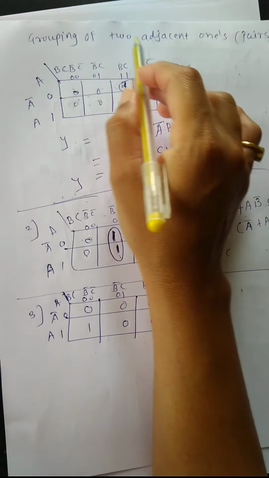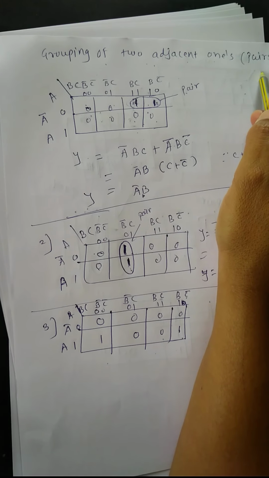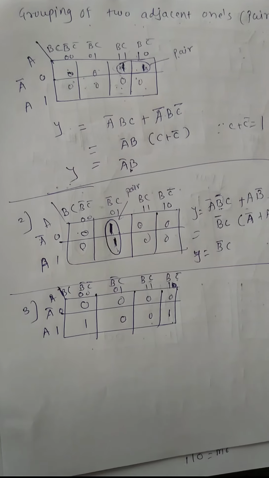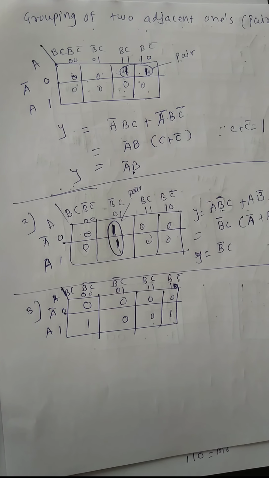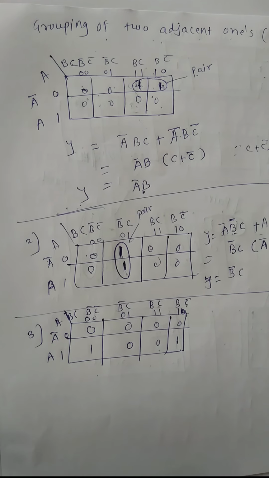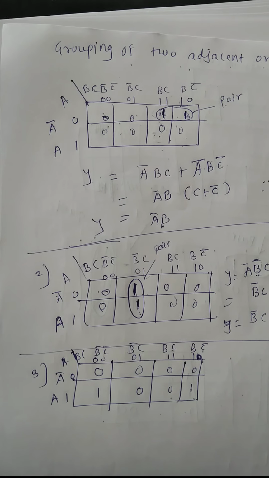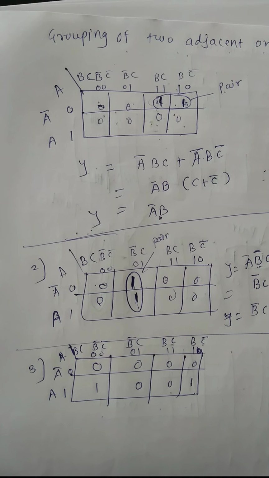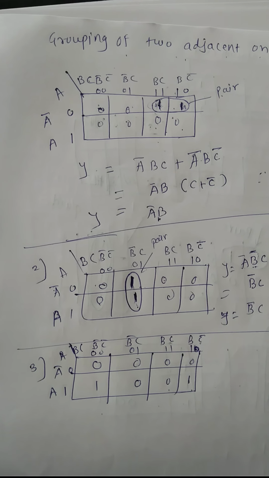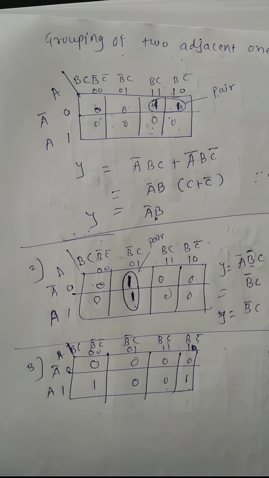First, grouping of two adjacent ones. Grouping of two adjacent ones is a pair. If we group two adjacent ones on a K-map to form a pair, then the resulting term will have one less literal or variable than the original term. That means by pairing two adjacent ones, one variable can be eliminated. That is the logic for pairing two adjacent ones.